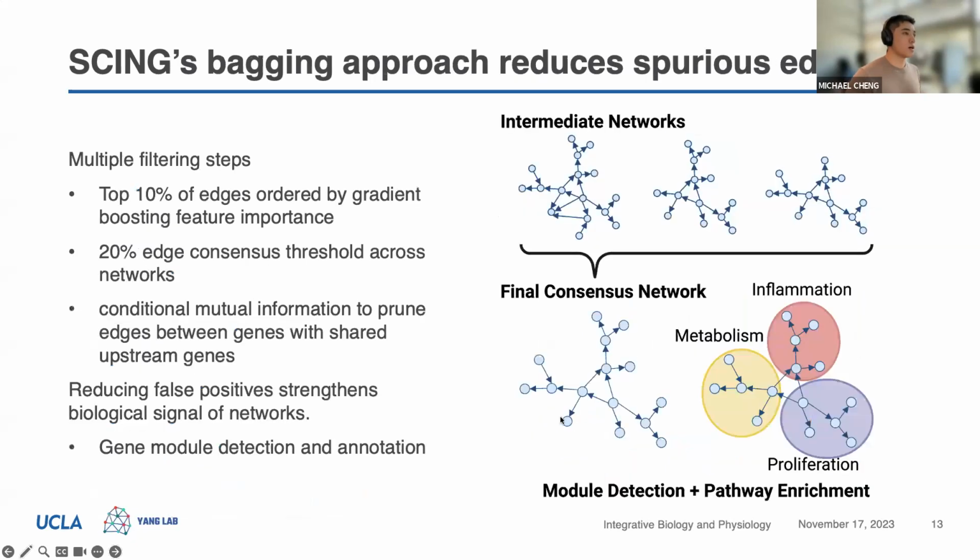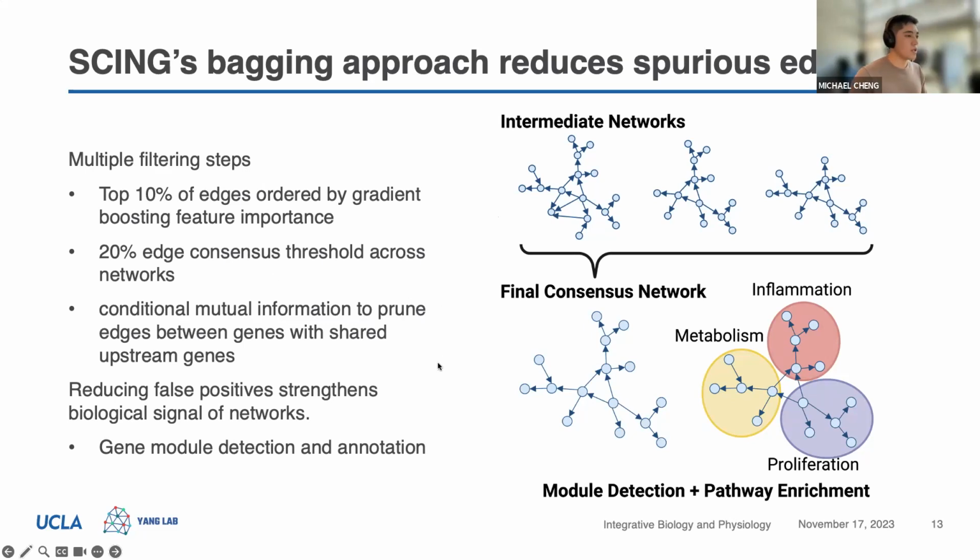And so one way to mitigate the false positives in our network is to find robust edges that are consistent across these networks. So scGRN applies multiple rounds of filtering. First is taking the edges with the highest feature importance as determined by each gradient boosting model. And then filtering out edges that are only unique to less than 20% of the networks, or the bootstrap networks.